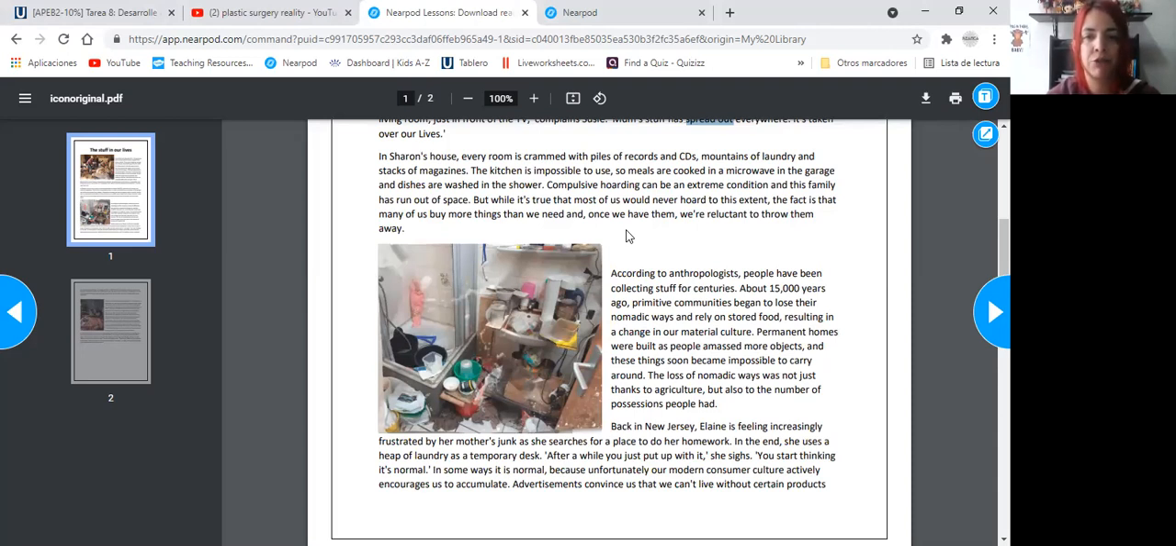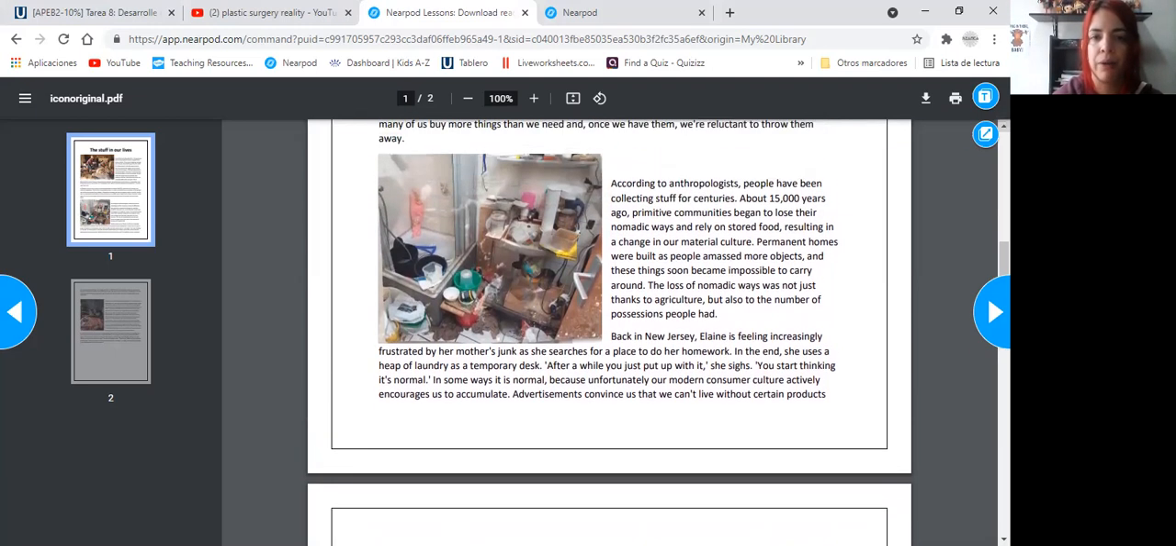Compulsive hoarding can be an extreme condition, and this family has run out of space. But while it's true that most of us would never hoard to this extent, the fact is that many of us buy more things than we need. And once we have them, we're reluctant to throw them away. Okay, throw away, please. Throw away. Also, you can copy throw out.